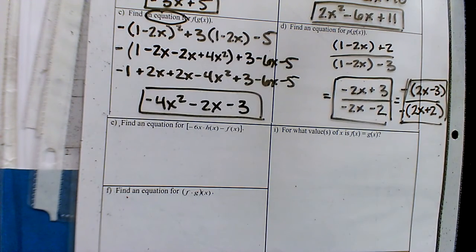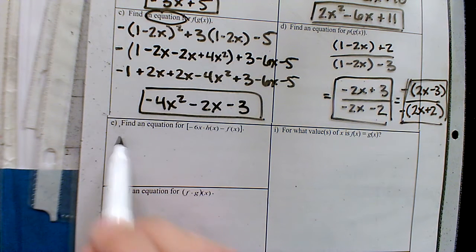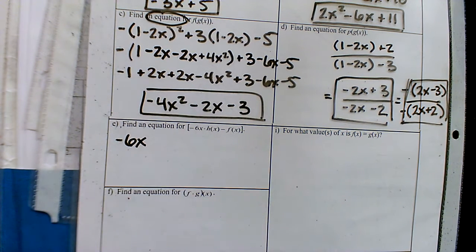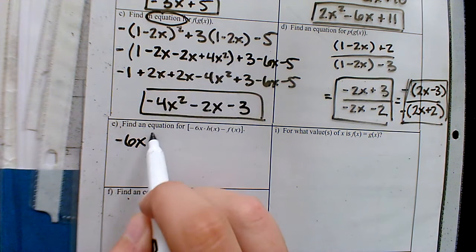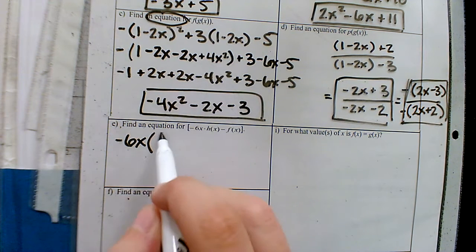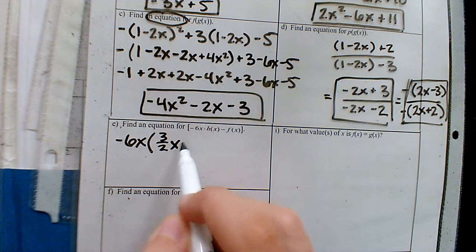All right, good. Let's try E. A little different for this one. Find the equation for that notation. Again, take a hard look at it. What does it look like it's asking you to do? We initially see a negative 6x, and then it says times h of x. So we're going to multiply by the h of x equation.